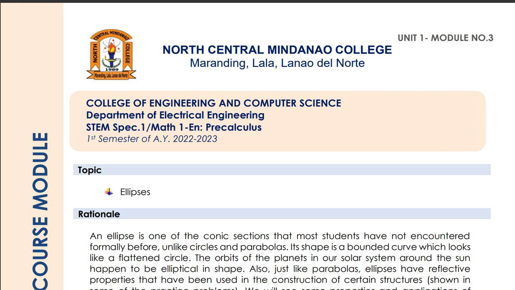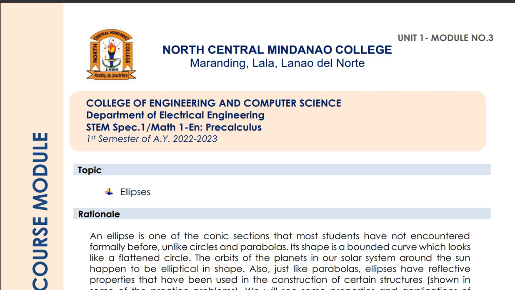So the topic for this module is all about ellipses. For the first two modules, I have discussed the first two kinds of conic sections, which are the circles and the parabola. So let's have a quick recap.